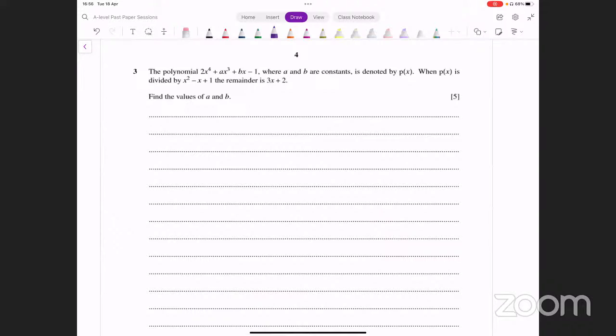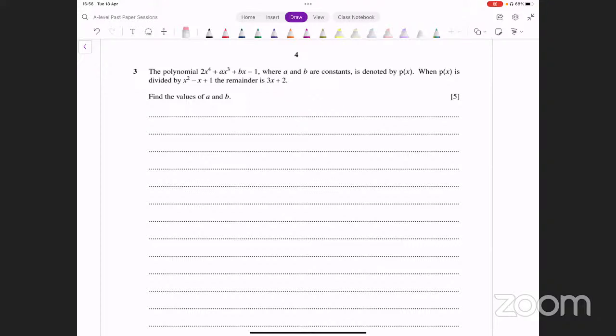Now this is polynomials. We have this polynomial 2x raised to the power 4 plus ax cubed plus bx minus 1, where a and b are constants. It's denoted by p of x. When p of x is divided by x squared minus x plus 1, the remainder is 3x plus 2. We need to find the values of a and b.